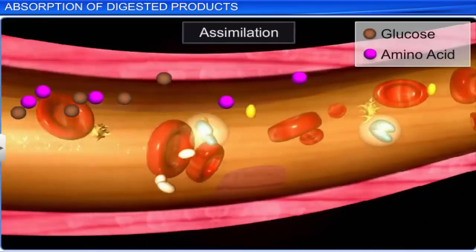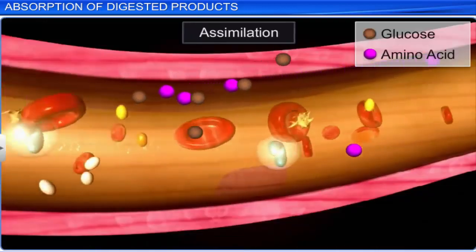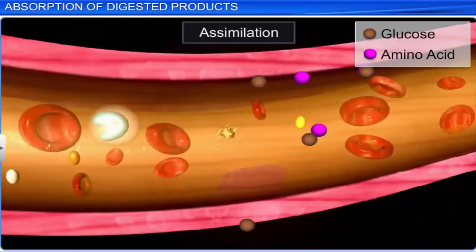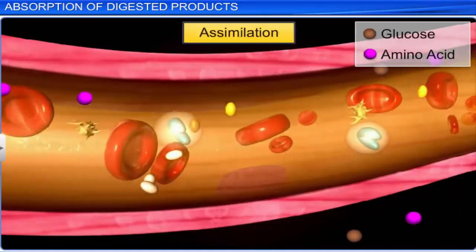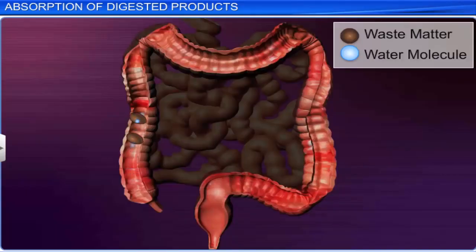These absorbed nutrients are transported to different tissues of the body through the blood vessels, and this process is called assimilation. However, the digestive wastes pass through the large intestine, where water is absorbed and waste is solidified into feces. The fecal matter moves towards the rectum due to peristaltic waves in the walls of the colon, which finally eliminates the waste through the anus.